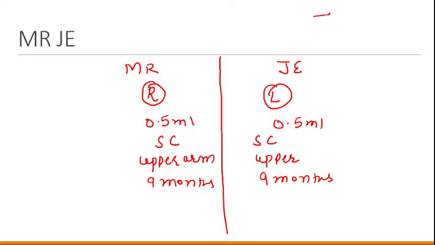JE is lefty. How to remember? JE, right? If I take the mirror image of J, it will be L. So JE is given on the left side.